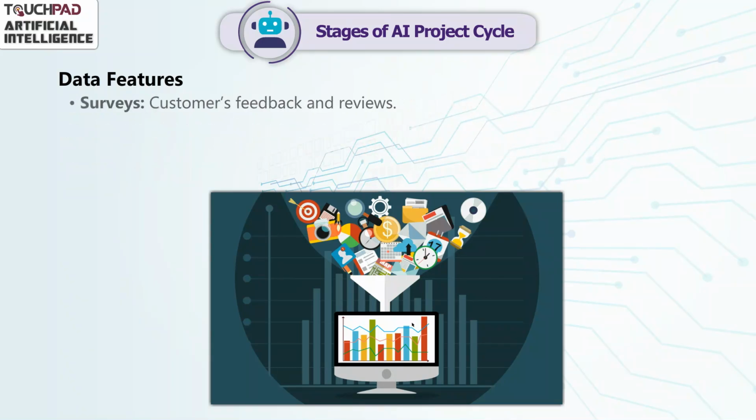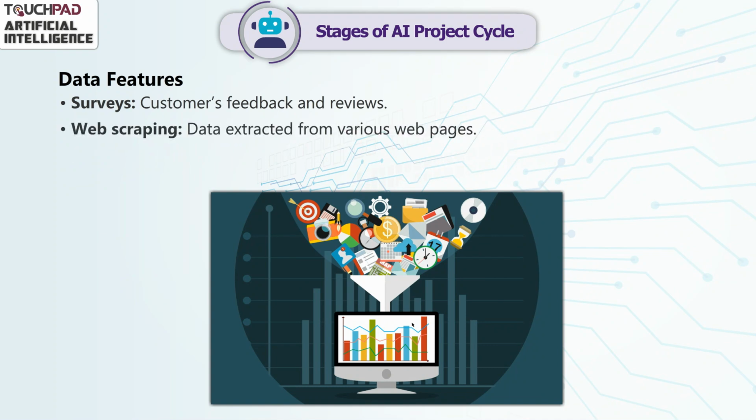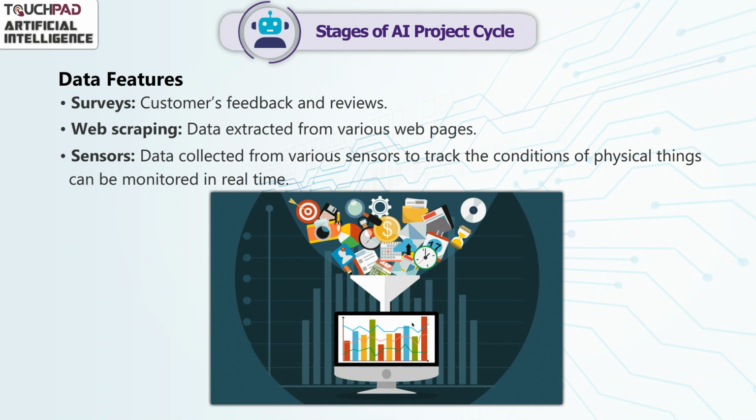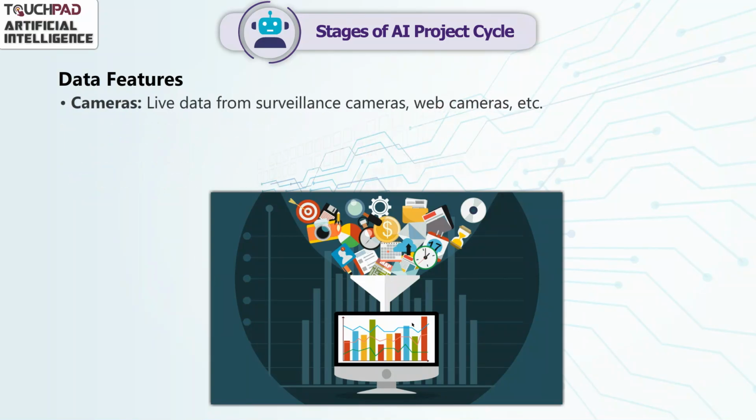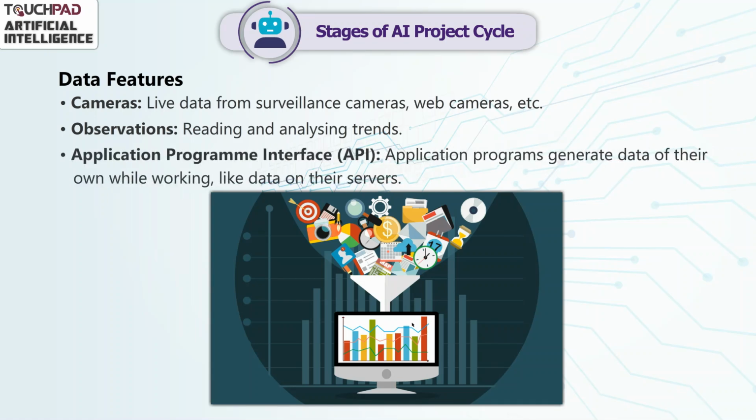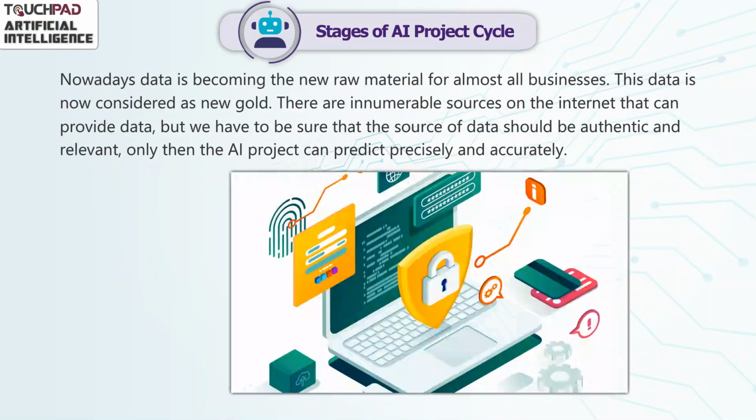Now the next step is to know how and from where the data can be collected. The data can be collected through surveys, customers' feedback and reviews, web scraping, data extracted from various web pages, sensors, data collected from various sensors to track the conditions of physical things can be monitored in real time, cameras, live data from surveillance cameras, web cameras, etc., observations, reading and analyzing trends, application program interface, API. Application programs generate data of their own while working, like data on their servers.